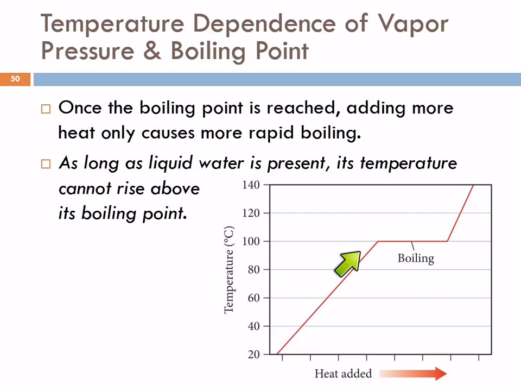Once we get to that boiling point, adding more heat does not increase the temperature. It may increase the rate of boiling. The water may boil faster, we'll see more bubbles, but the temperature remains the same. And this is kind of an odd concept and one that a lot of people haven't really considered.